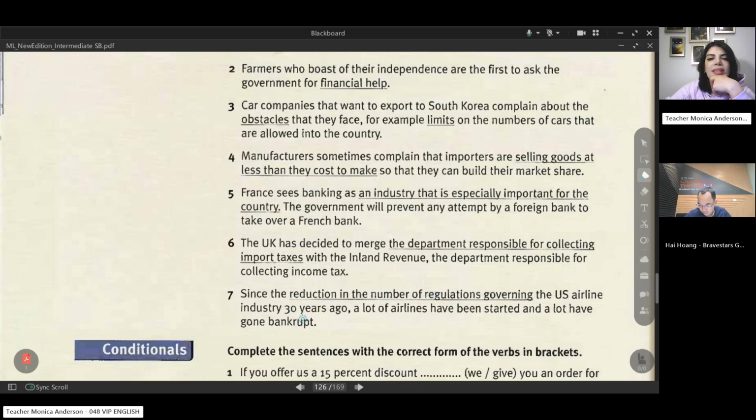And number 7, since the reduction in the number of regulations governing the U.S. airline industry 30 years ago. So this one, reduction in regulation is deregulation of something. Of course, deregulation. Very good.